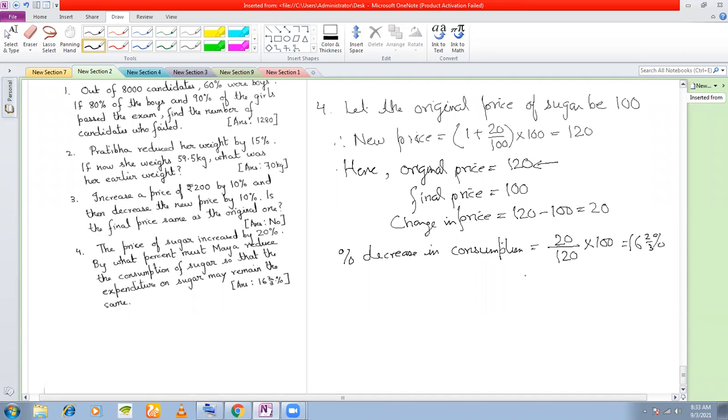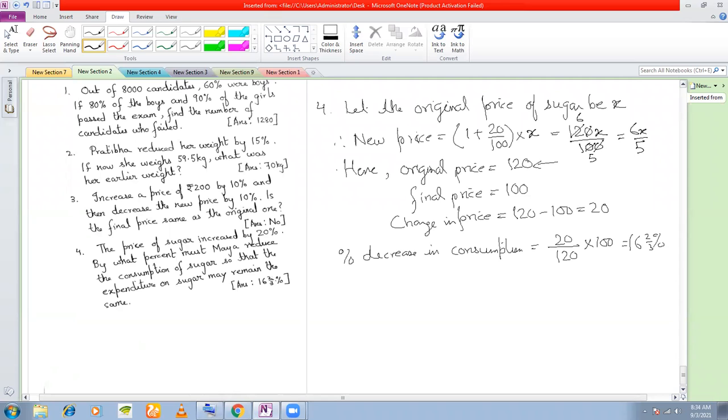Yes, okay, sir. Now see, someone said, why can't we take x? Yes, you can take x, but see how your calculation will increase. Now instead of 100, let us take x here. Okay. So this becomes 1 plus 20 by 100 times x. So this becomes 120 by 100 x. This cancels here. So you get, this also cancels. You get 6x by 5, right?